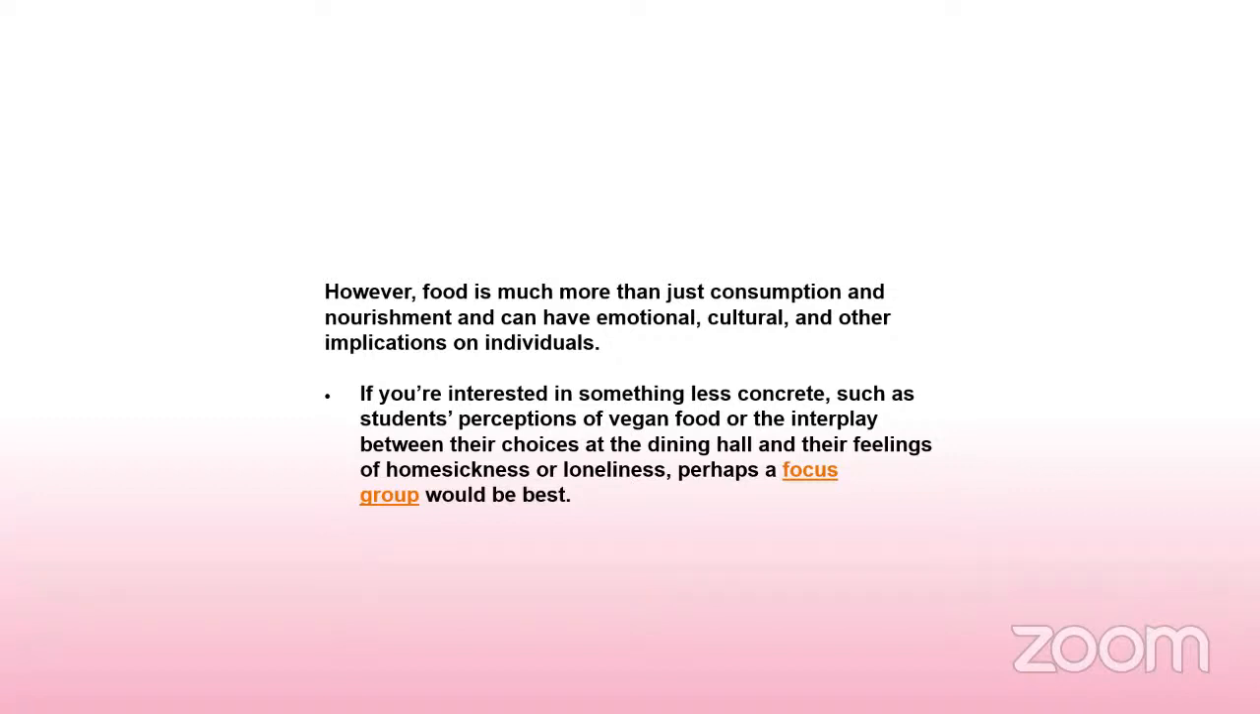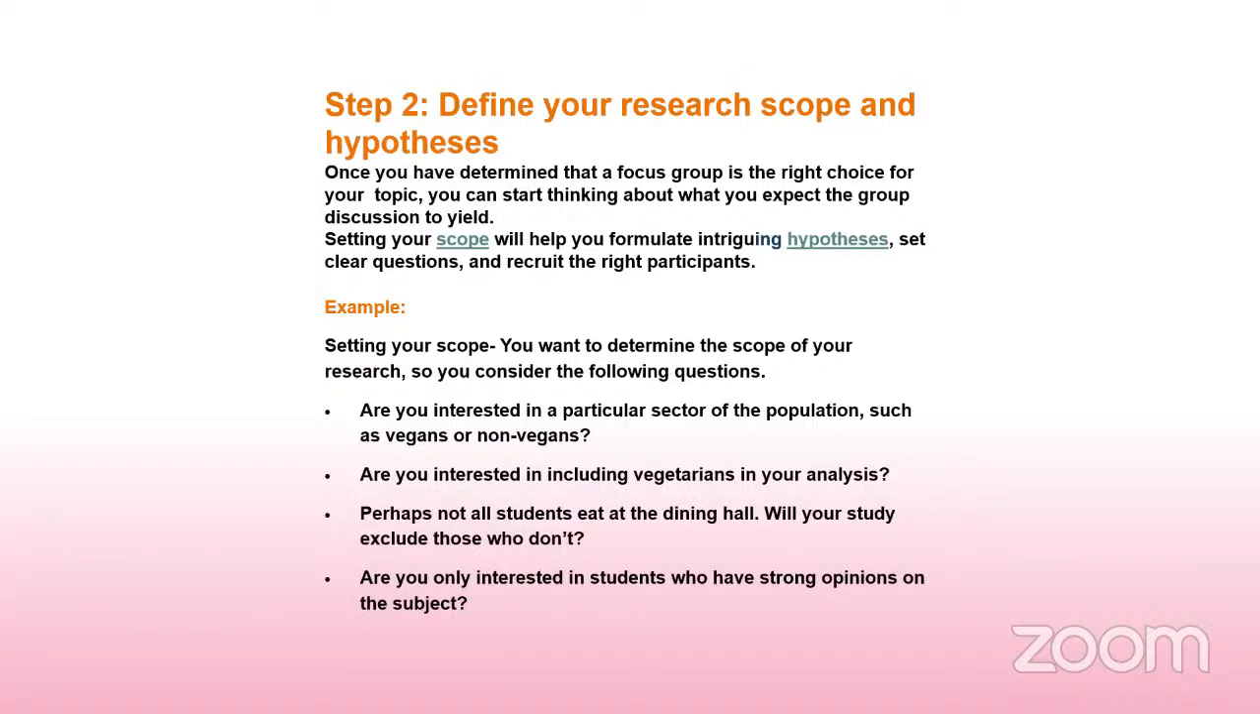the best option. Now, step 2 is we have to define the research scope and hypothesis. So once we have determined that a focus group is the right choice for our topic, we can start thinking about what to expect the group discussion to lead to. Setting your scope will help formulate the interviewing hypothesis, set clear questions, and recruit the right participants.